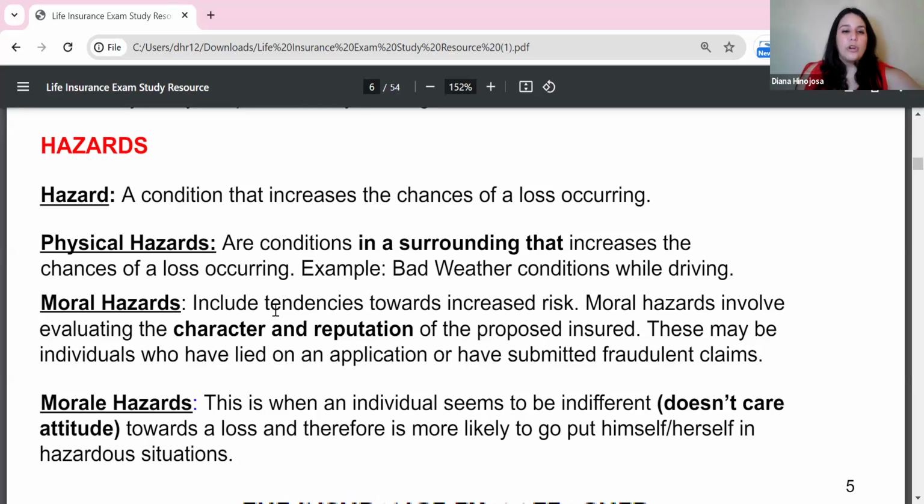The next one, moral hazard. This has to do with the person's character and reputation. So if you get a customer and they tell you, for example, oh, I've been working here for 10 months.